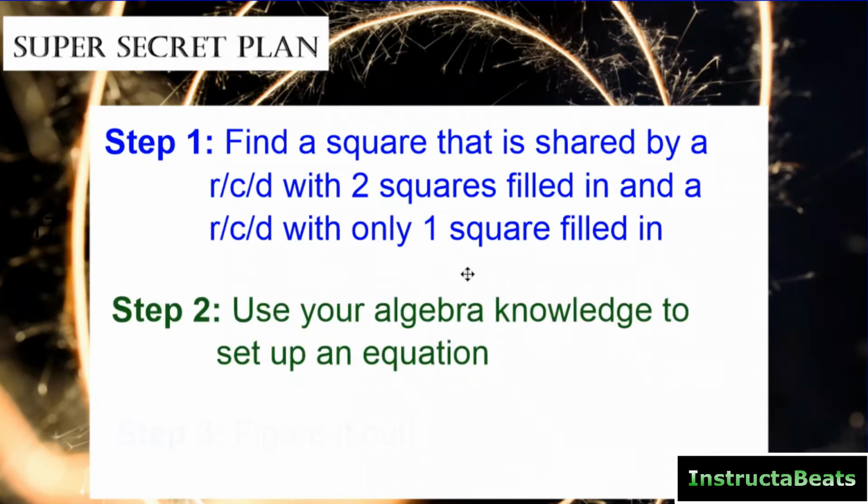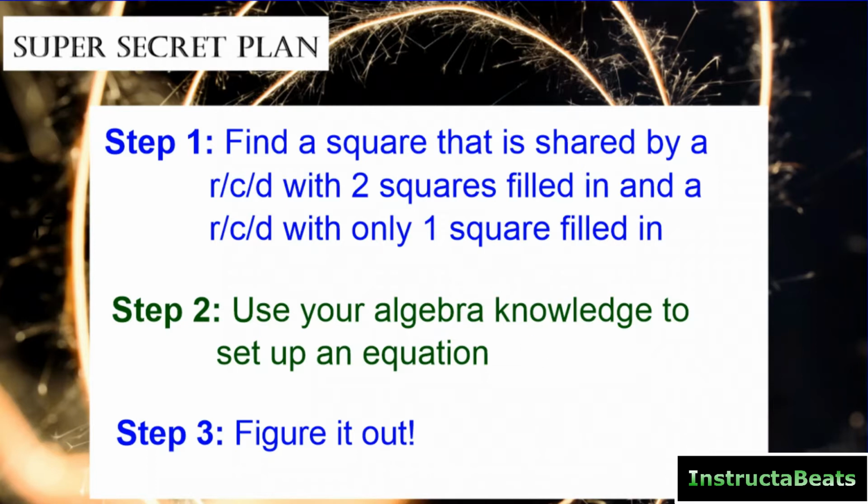Step number two, you're going to use your algebra knowledge to set up an equation. And then step number three, you're going to figure it out. We're just going to figure it out. We're going to use these three steps. This is our super secret plan. We only need this if we don't get a magic square where three of the squares are filled in to help us figure out the sum.